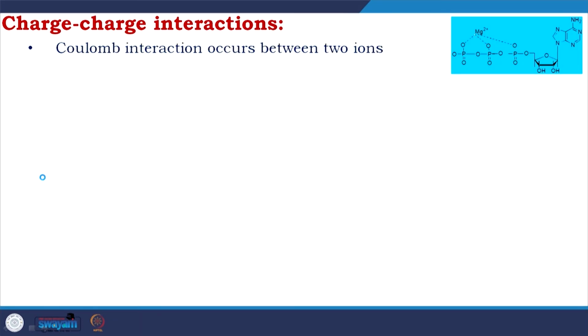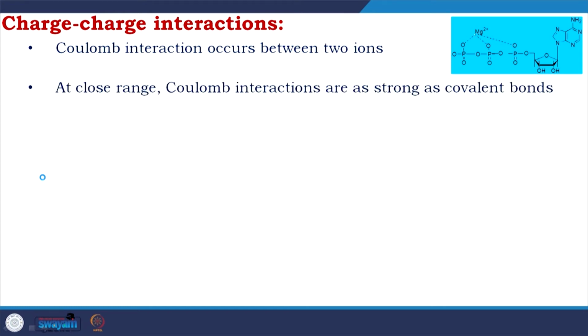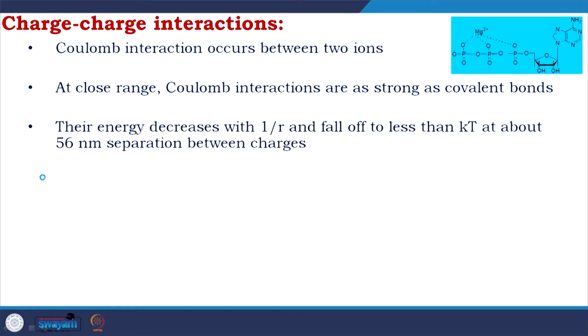So, charge interaction happens in protein, as I told, but it could also happen between a metal and the phosphate in a nucleoside or any phosphorylated protein. So, Coulombic interaction occurs between two ions. In simple terms, at close range Coulomb interactions are as strong as covalent bonds. Their energy decreases with 1 by r.